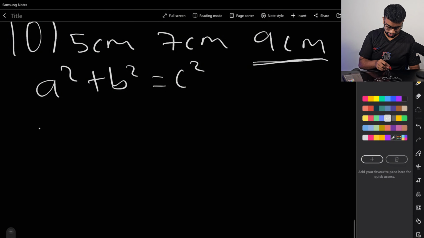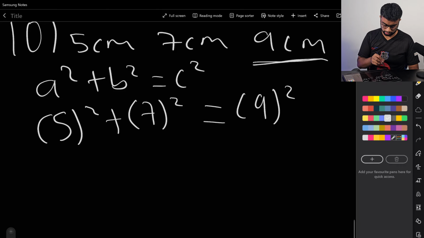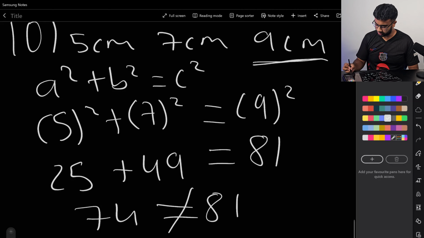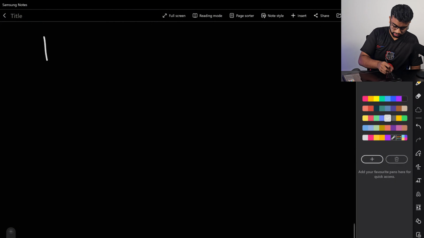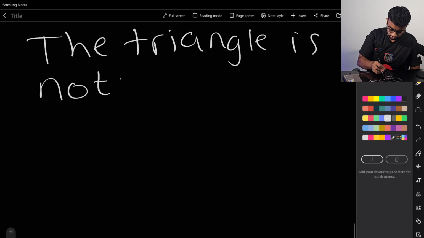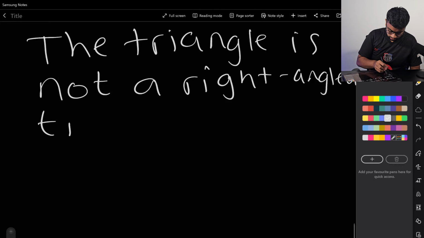So let's check this. A squared, a is 5. So we'll say 5 squared plus b, which is 7 squared, should equal c, which is 9 squared. So let's work it out and see whether this is true or not. 5 squared is 25, 7 squared is 49. This should equal 81 if this is a right angle triangle. But if you add these numbers up, we see that 25 plus 49 is just 74, which is not equal to 81. Therefore, we can say that the triangle is not a right angled triangle.